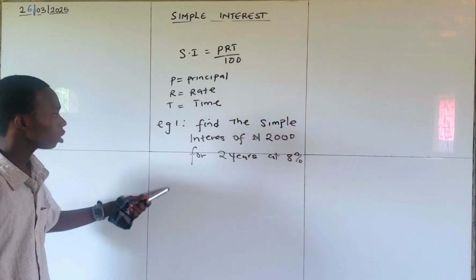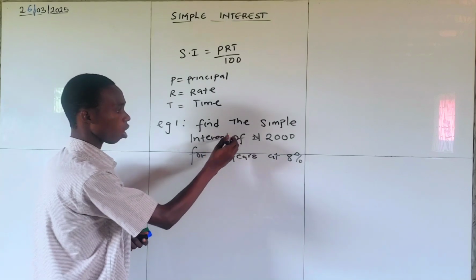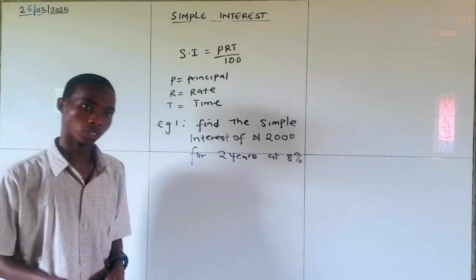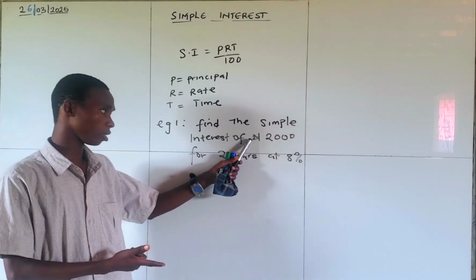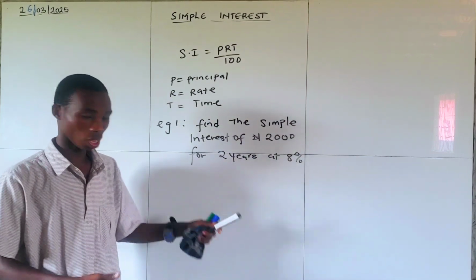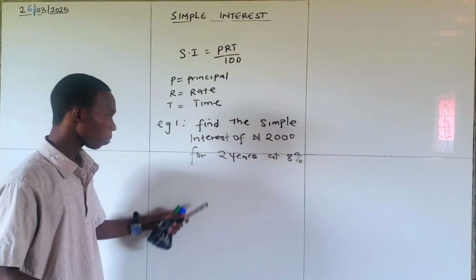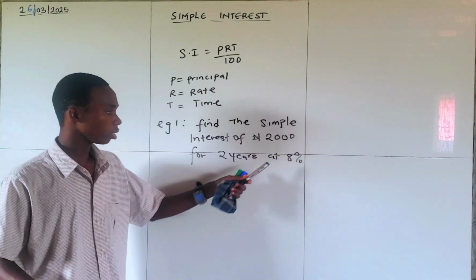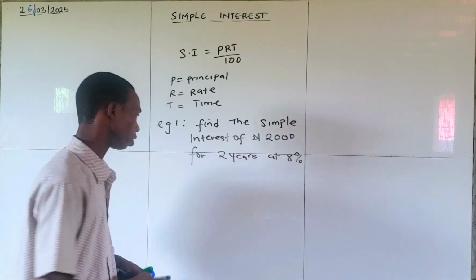Now, this is what is being given to us. They want us to find the simple interest of 2,000 for 2 years at 8%. If we are looking for the simple interest here, and they are giving the amount, like I said, always take that amount as your principal. So the amount here is what? It is 2,000. Take it as your principal. And then these 2 years is the time, and the 8% is the rate. So let's simplify and get our answer.